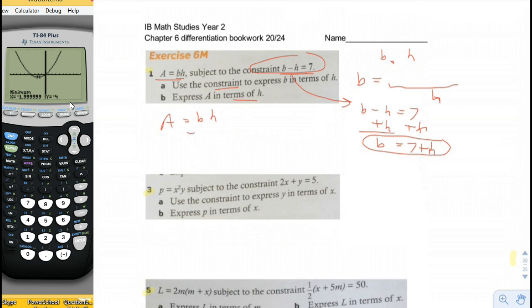Okay? So we're going to take b here. Instead of b, we're going to put 7 plus h. And that's going to be multiplied times h. Okay? So now we've rewritten A so that it only has the variable h in it, no more variable b. And so now we can either leave it like that, or we can multiply it out and get 7h plus h squared. Okay? So that would be the answer to part B.